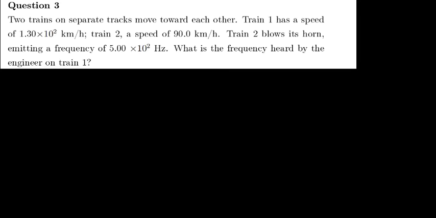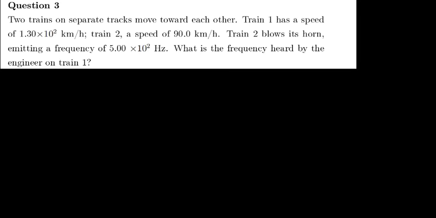Train 1 has a speed of 1.3 times 10 to the power 2 kilometers per hour. Train 2 has a speed of 90 kilometers per hour. Then train 2 blows its horn, emitting a frequency of 5.00 times 10 to the power 2 hertz. What is the frequency heard by the engineer on train 1?